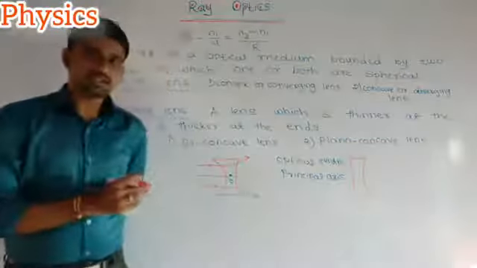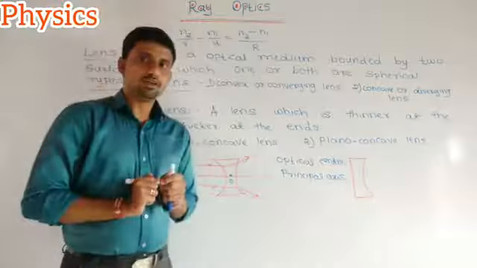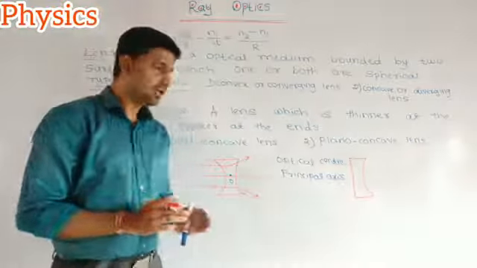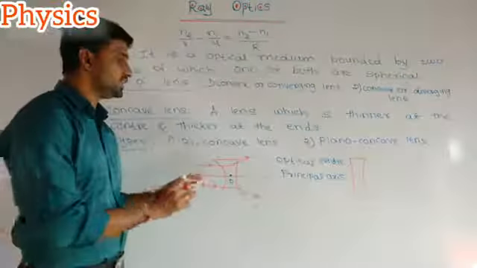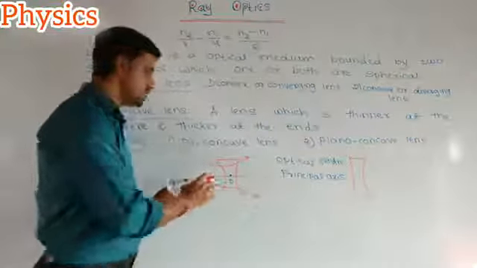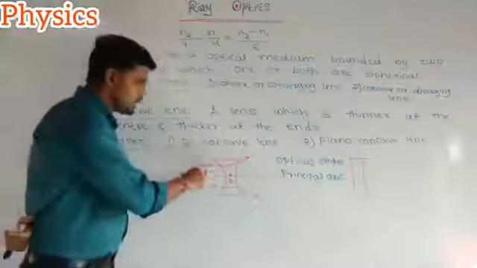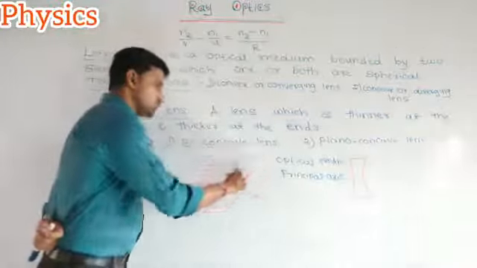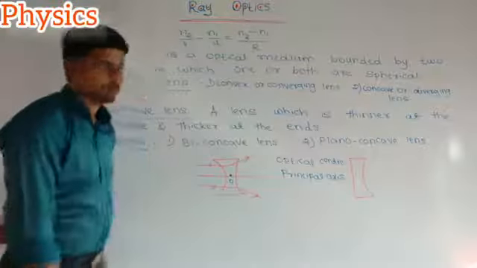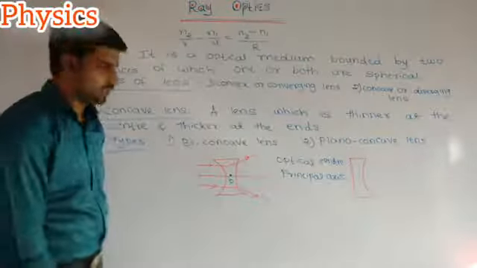So a diverging lens is nothing but a lens which diverges parallel rays of light. Incident parallel rays of light pass through that lens. Here the incident light will diverge after refraction. So it is called a diverging lens.